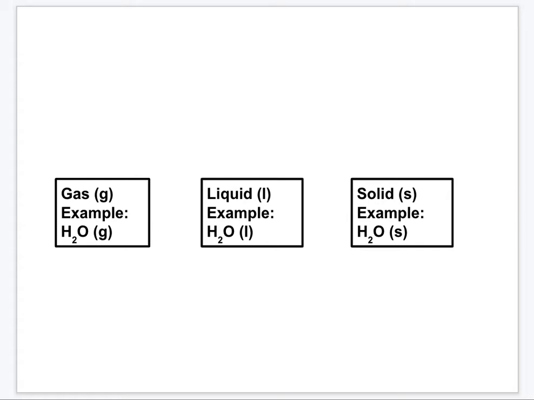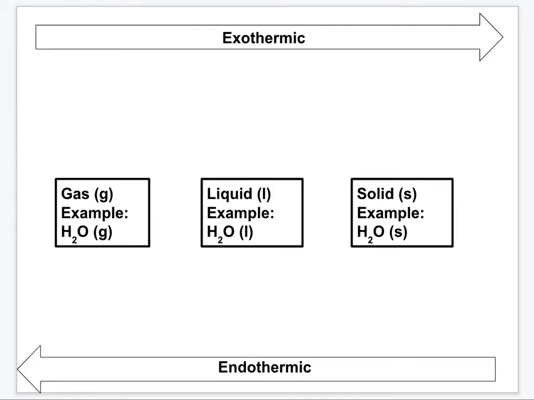Now we will talk about phase changes. Let's take water as an example. Water can be gas, liquid, or solid. And that is the symbol we use to describe gas, liquid, or solid. So from gas to solid, it releases the heat. If the gas loses the heat, it is called exothermic.